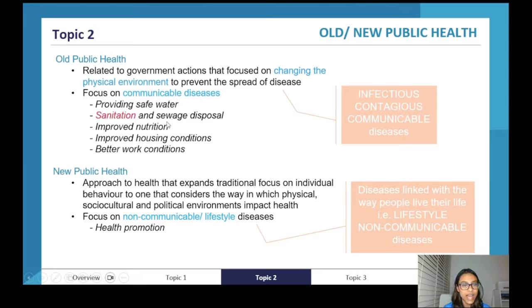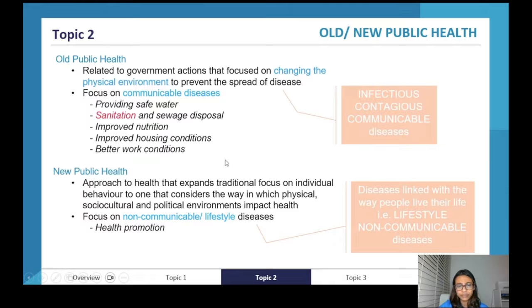Sanitation, like gastro, right? If there's poor management of waste products, then you're more likely to spread gastrointestinal diseases and those kinds of things. We've also got housing conditions like ventilation and overcrowding, which obviously impacts how quickly diseases spread. And then better work conditions as well, so fewer injuries.